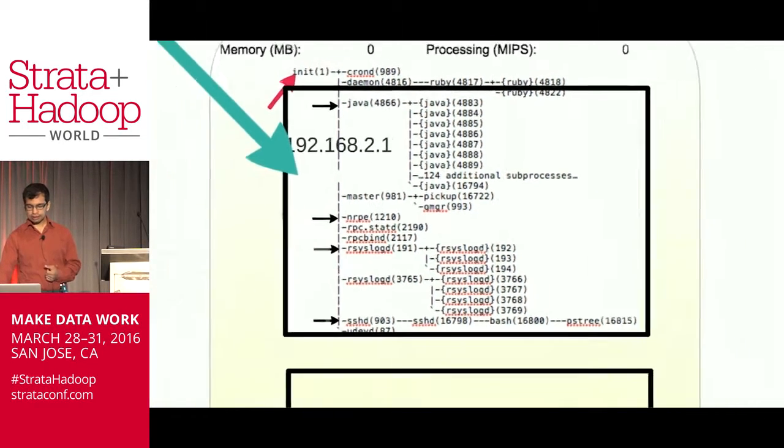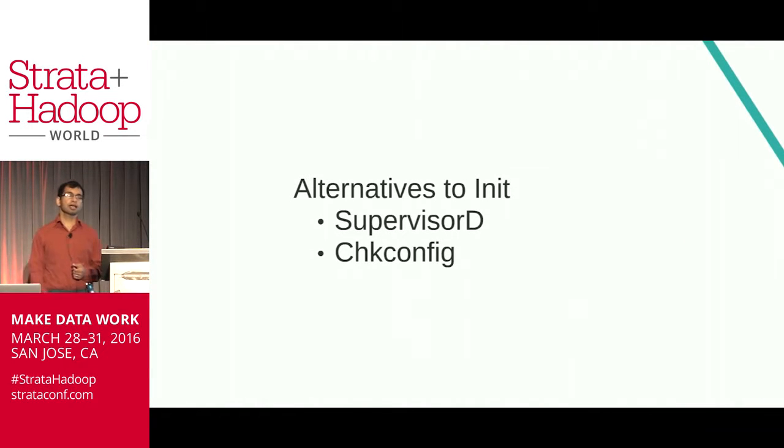As I mentioned, there are alternatives to init. Supervisord was one of the options, and we also thought of just using the chkconfig utility, having a list of processes there and writing our own tool against it. It seemed to us that init is more widely supported, and our operations team had a better experience with init, so we decided to go with init.